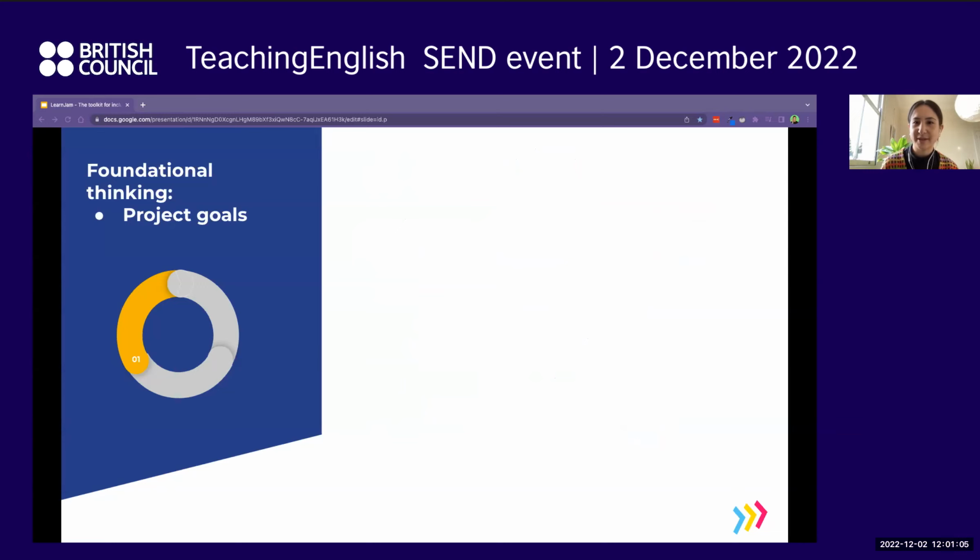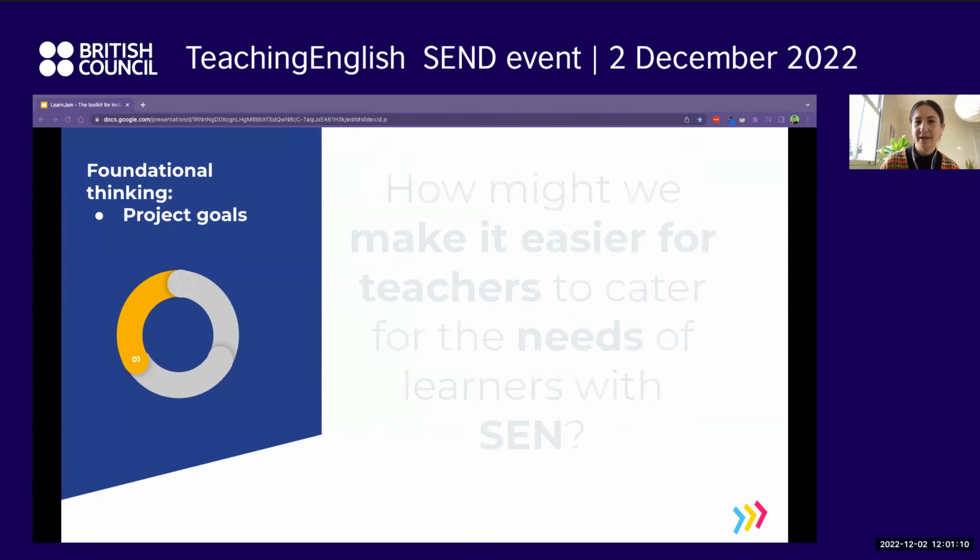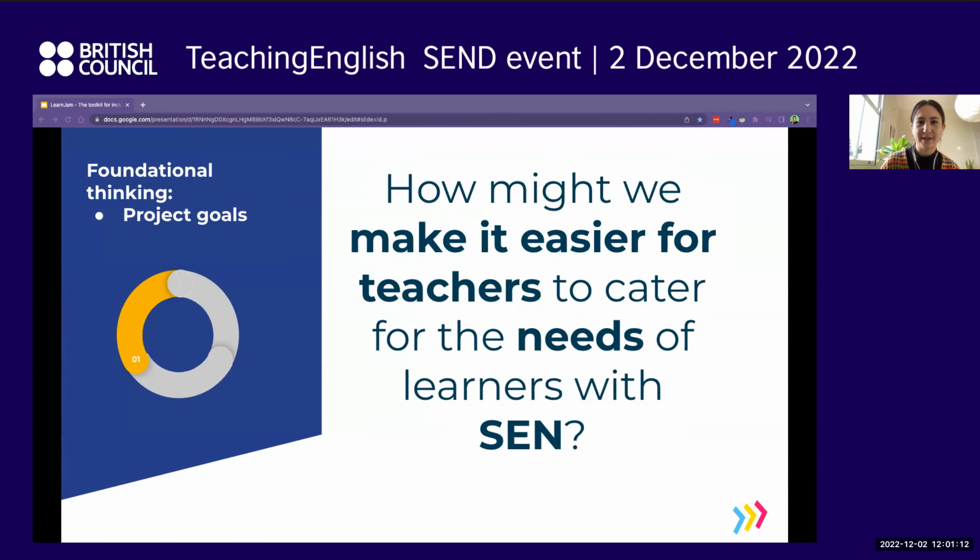Then we made an assumption that the best way to reduce the number of learners who are excluded is to better support the teachers who are meeting those needs of the learners. So we have another question of how might we make it easier for teachers to cater to the needs of learners with SEN? This might be because teachers are overworked, time constrained, unable to devote the time to developing awareness or resources for the learners who need the support.